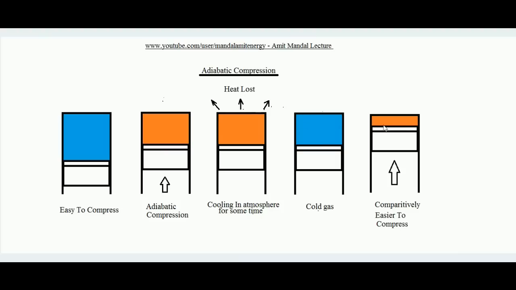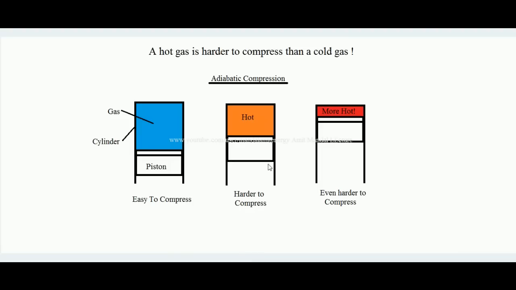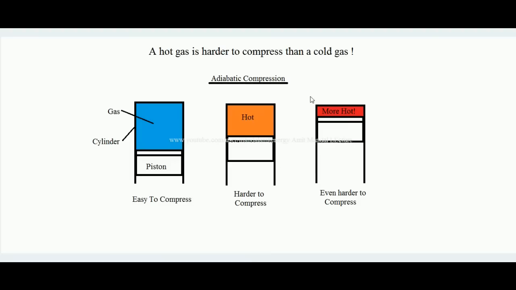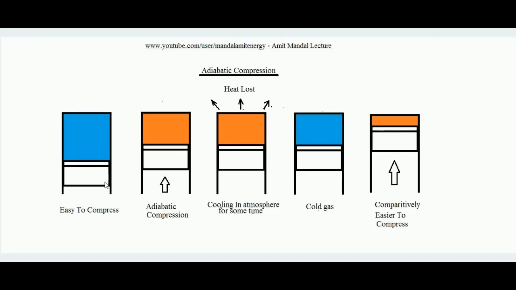Now in case this cold gas is further compressed, then less work is to be invested for the ultimate compression, meaning we have to move from this condition to this condition. In case we are compressing it at once, without adopting this procedure, then more work is to be done, because once again the hot gas is harder to compress than a cold gas. But over here what we are doing is compressing it to some extent, then allowing the hot gas to cool down, and then when it has cooled down, it is further compressed to the desired pressure which we want. This is the principle of multi-stage compression.